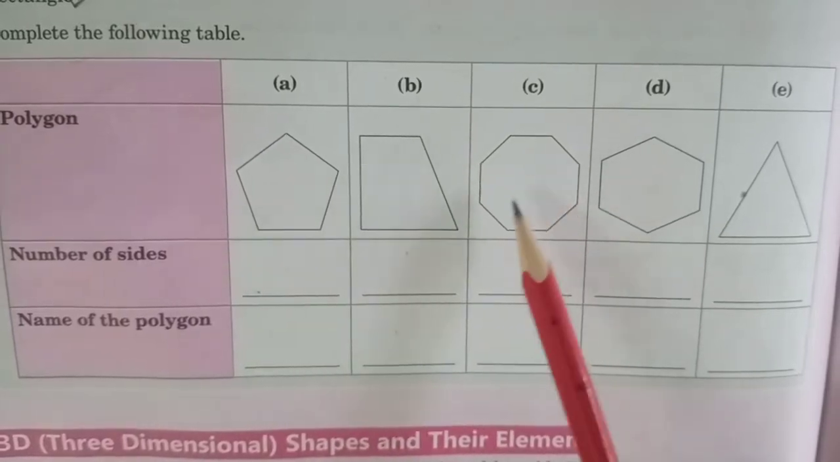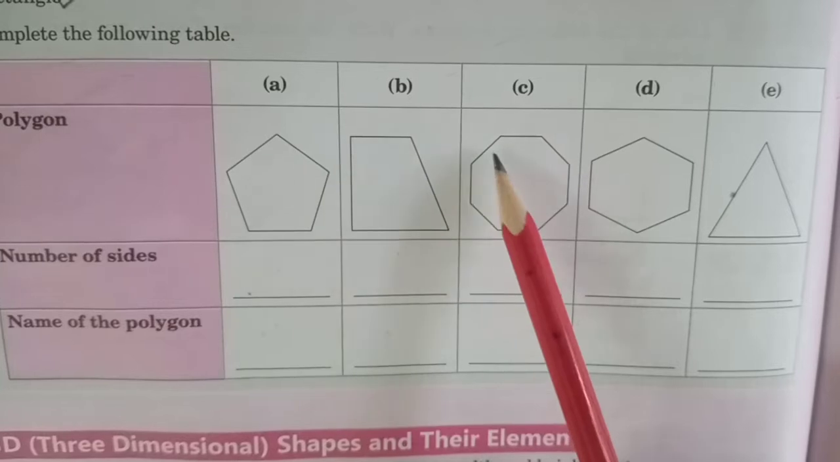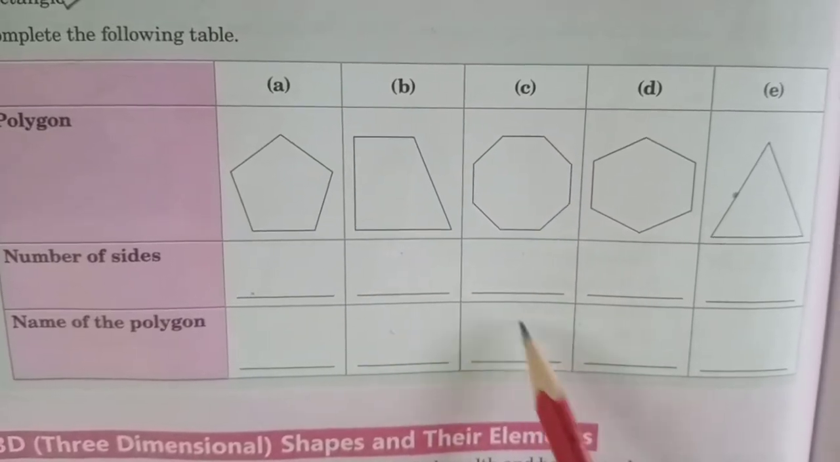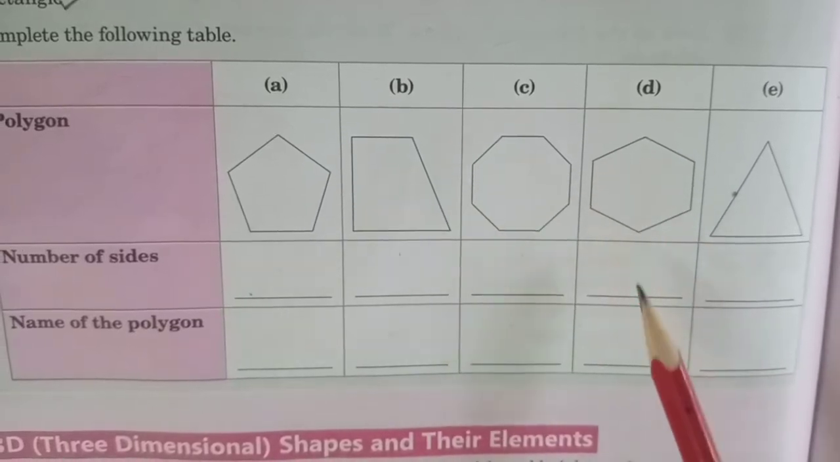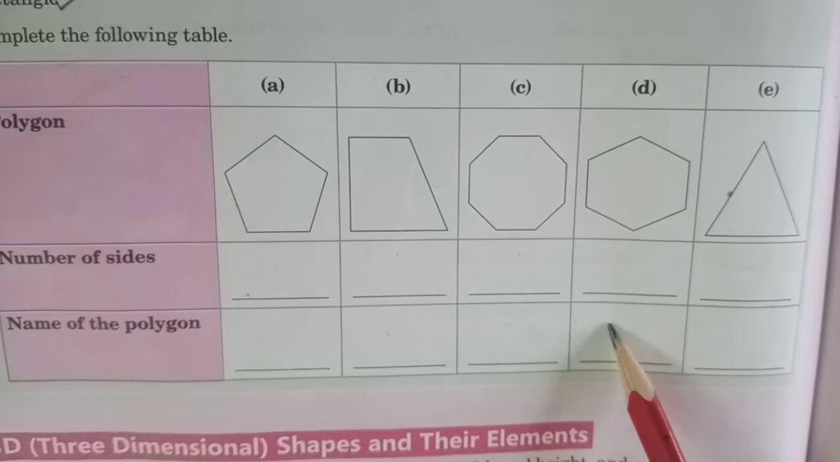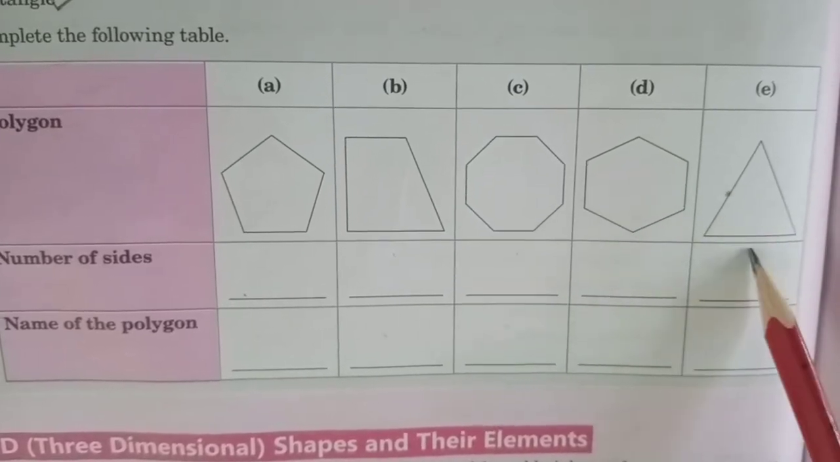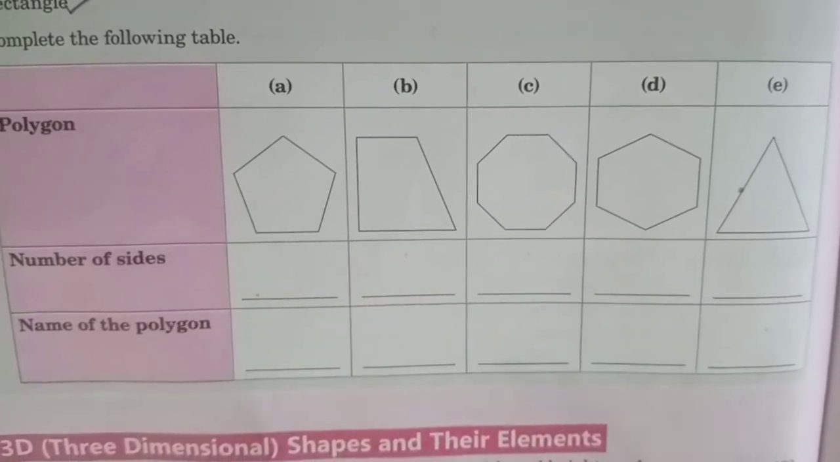Here how many sides are there? 1, 2, 3, 4, 5, 6, 7, 8. 8 sides are there. So the name of the polygon is octagon. Here 1, 2, 3, 4, 5, 6. So the number of sides is 6. The name of the polygon is hexagon. Here 1, 2, 3. 3 sides are there. The name of the polygon is triangle. Okay, so you have to do it as homework.